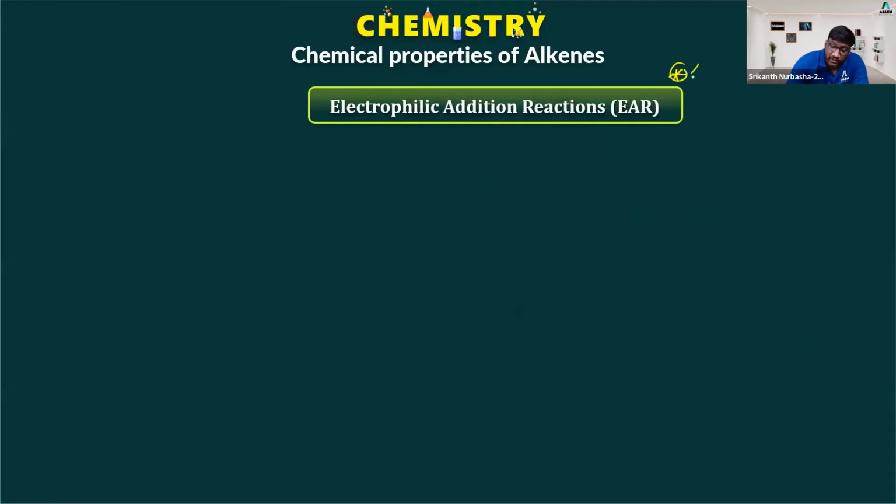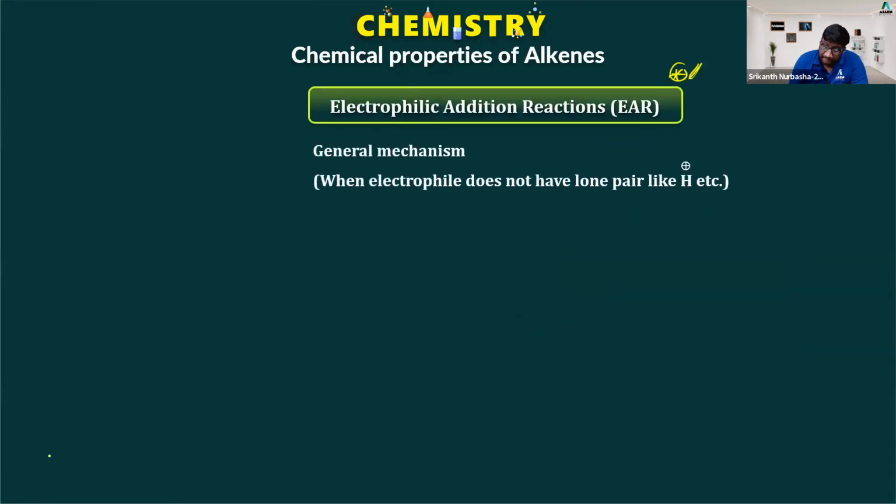Electrophilic addition reactions. General mechanism: when the electrophile does not have a lone pair of electrons, like H plus, what type of intermediate is obtained? A carbocation is obtained. When the electrophile possesses a lone pair of electrons, what type of intermediate is obtained?